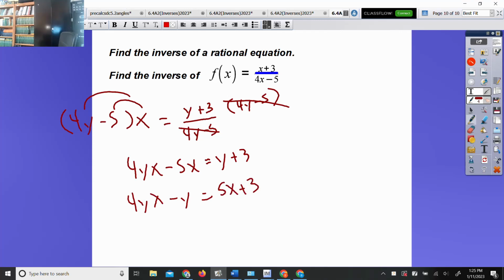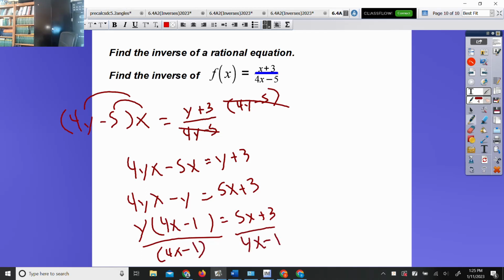Pull a y from 4yx minus y. What remains? 4x minus 1. Whatever you say, because that's the right answer. What's the understood symbol between that y and that set of parentheses? And what is the inverse or opposite of multiplication? Division. So you divide both sides by 4x minus 1. And I believe you're done. Aren't you? I'd say so.